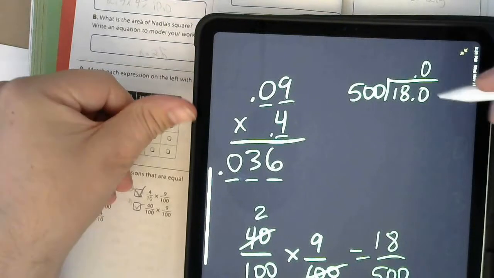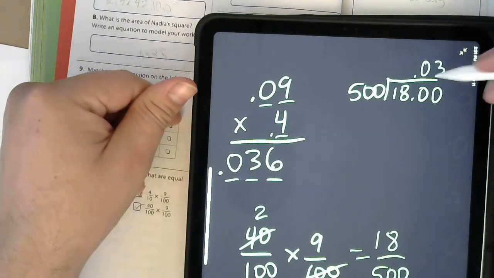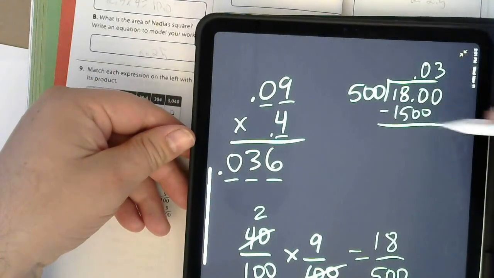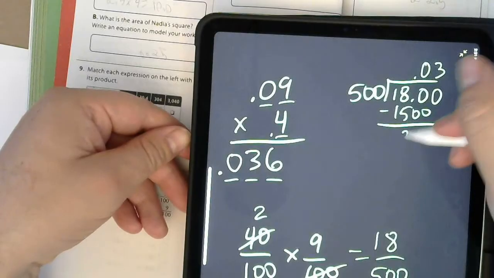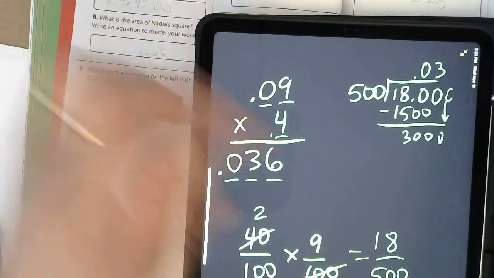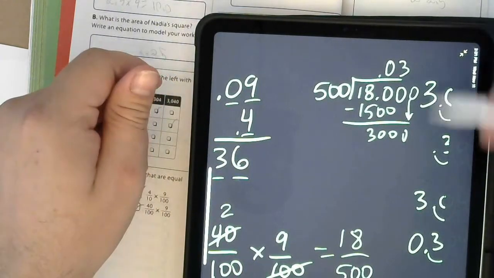500 doesn't go into 180. I'll add a 0. 500 does go into 1,800 3 times. 3 times 500 is 1,500. My goodness, I'm glad that I decided to do this because I don't think we did this yet. Add that 0 and bring it down. Look at this. I'm bumping into my last question.